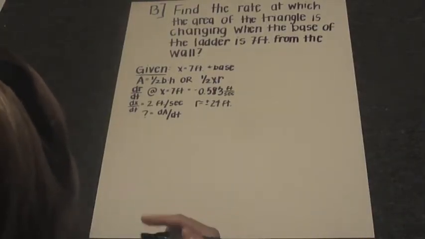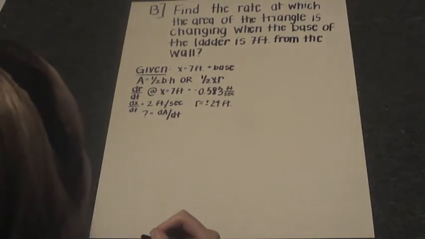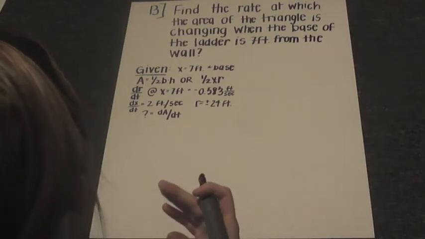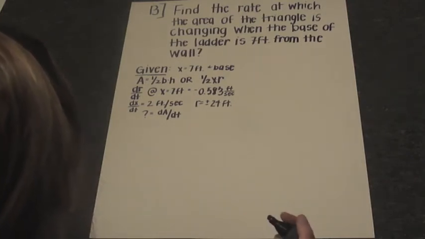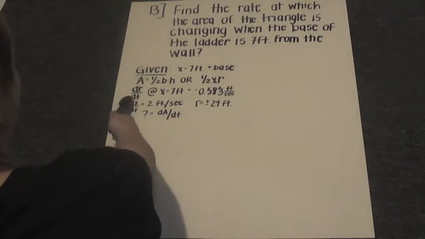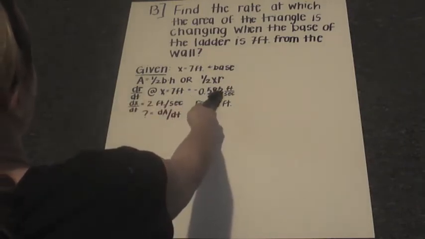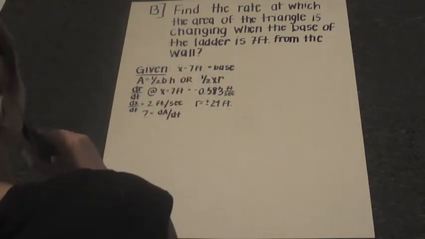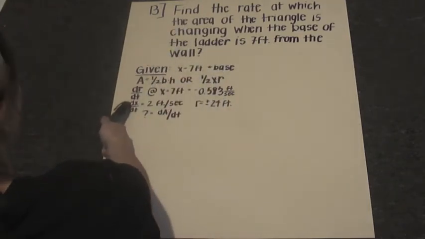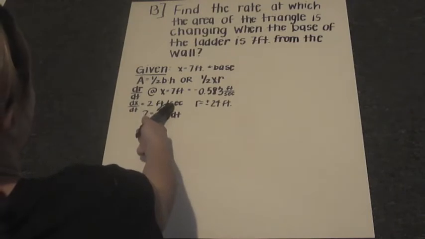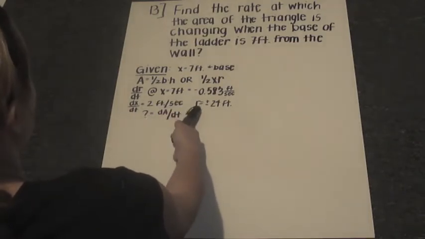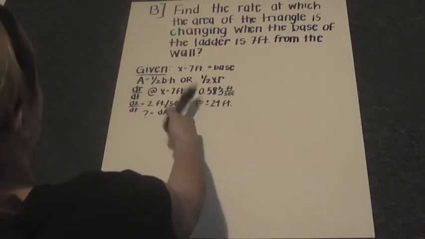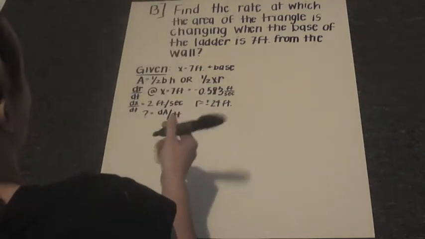And part B says, find the rate at which the area of the triangle is changing when the base of the ladder is 7 feet from the wall. So since we already solved for dr/dt at x equals 7 feet, we know that our given is negative 0.583 feet per second for dr/dt at 7 feet being our base. We also know from the first part of the problem that dx/dt, which was given, is 2 feet per second. And when we solved for r in order to find dr/dt in part A, we found that it was 24 feet. And r is the side of the wall.